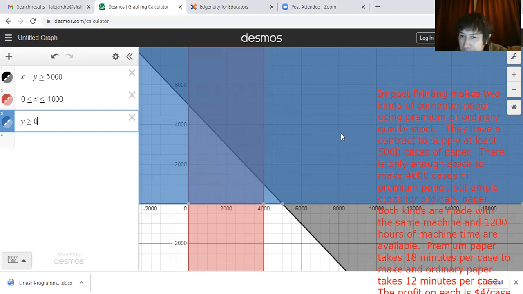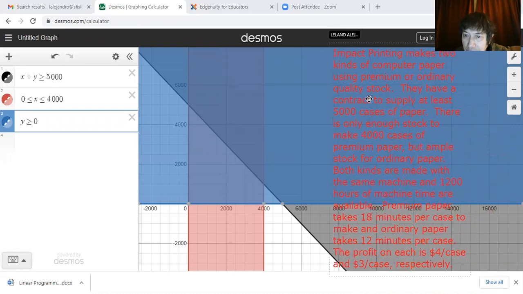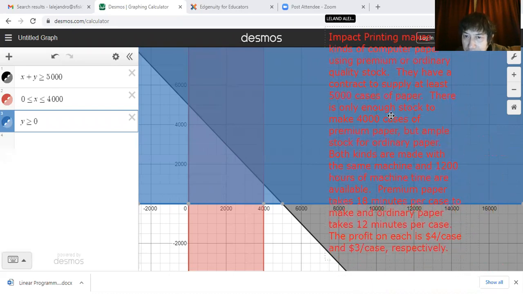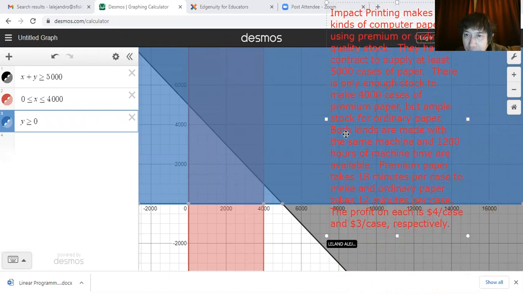Okay, and what else do we have? Let me adjust the wordings, because we cannot see the bottom. All right, let me see the bottom. Okay, ample stock for ordinary paper. All right, both kinds are made with the same machine, and we have 1,200 hours of machine. Where we have reached the time.